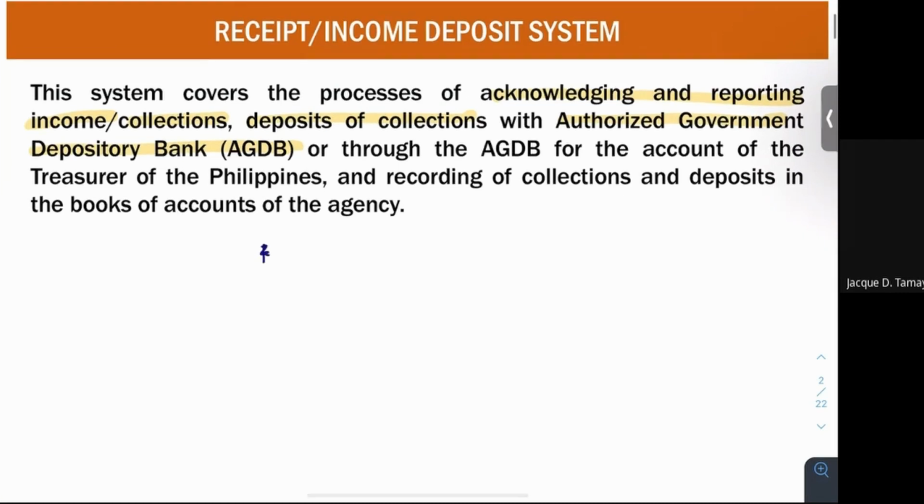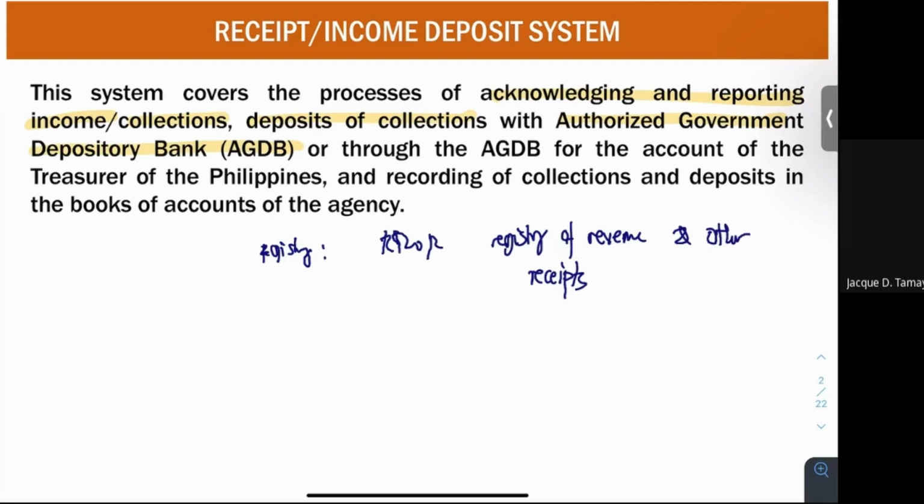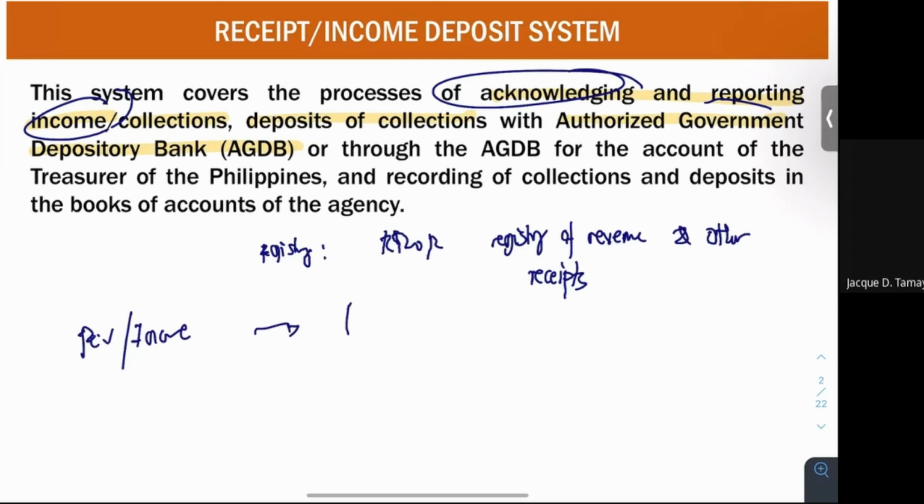The registry that is used here is the RROR. If you still remember that, that is your registry of revenue and other receipts. So this is the registry that is used here. But ultimately, in your receipt, income, deposit system, we first acknowledge and report the income, so the revenue. We will learn how to account for that. And then ultimately, we receive it. That is known as your collection. And then lastly, we deposit it.